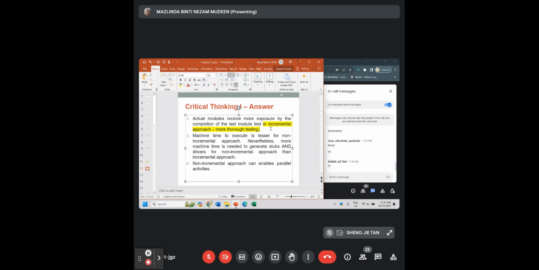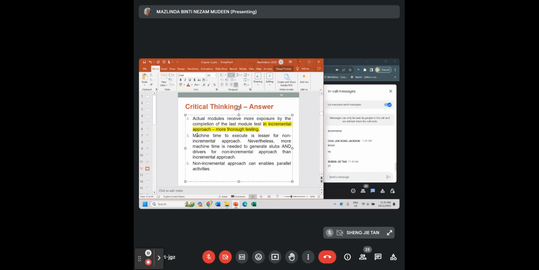So for the non-incremental approach, each of the modules is actually tested only two times: as an individual module and as a system. So of course it is lesser compared to the incremental approach, but we have a fixed number there. So the quality of the non-incremental approach might be lesser than the incremental approach. Okay, so the advantage for this point goes to the incremental approach.